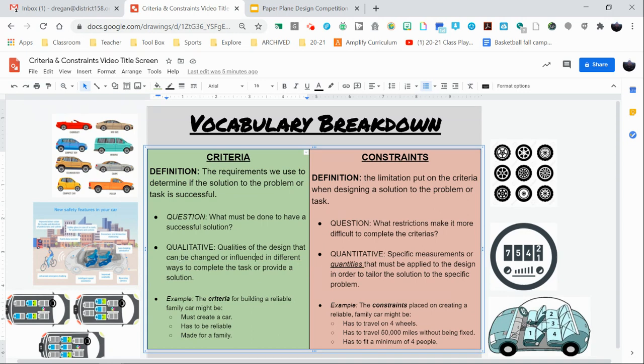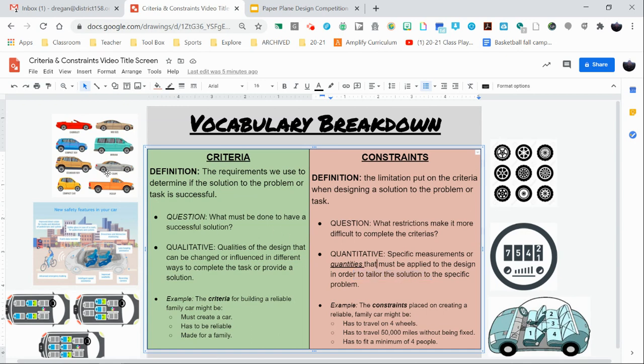That's kind of key here. Over here, it's looking at things that we can control or influence. Over here, these are specific measurements or quantities that are tailored to the solution. So things we really don't have control over. So again, the question and the qualitative focus here help us narrow if something's a criteria, versus the questions and quantitative aspects help us narrow it down to constraints. So now let's look at some examples here.